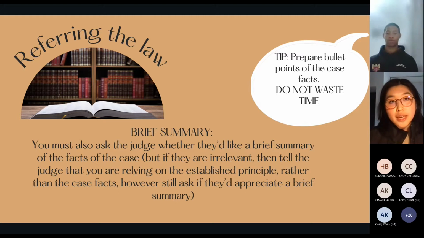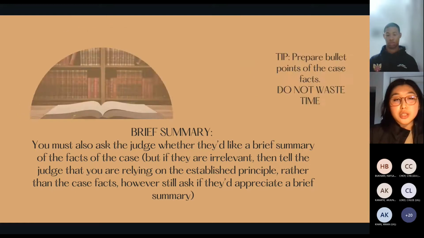And also for the cases that you are going to be referring to, if you're not going to be relying on the facts of the case, please let the judge know so as to save time. Just say, okay, I will be relying on the principle rather than the facts of the case, so that you can shorten it, and it will just be good.